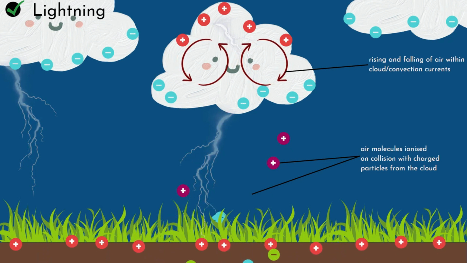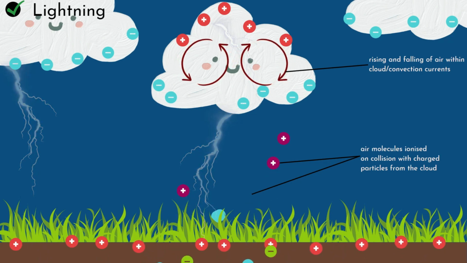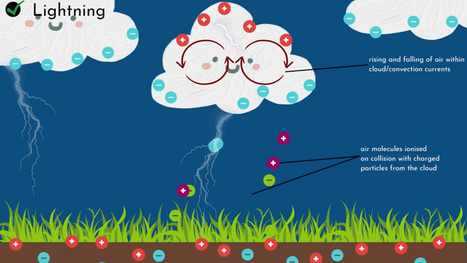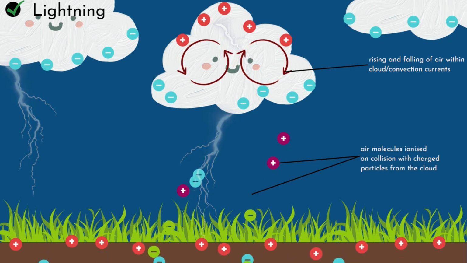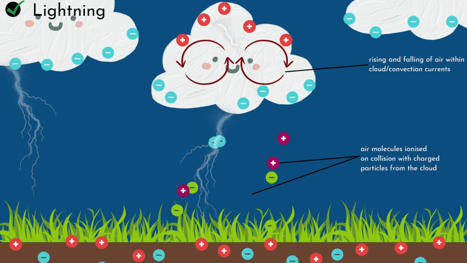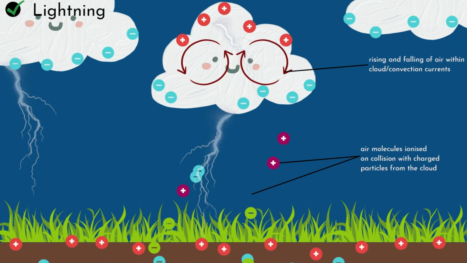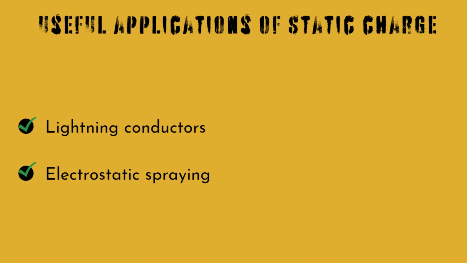The discharge current is typically in the range of 5,000 to 20,000 amps, but can be significantly higher. Electrical energy transforms into heat and light energy, which is seen as lightning, and which transforms further into sound energy as the air rapidly expands, increasing the pressure and producing a sonic shock wave we call thunder. Useful applications of static charge: lightning conductors, and electrostatic spray.